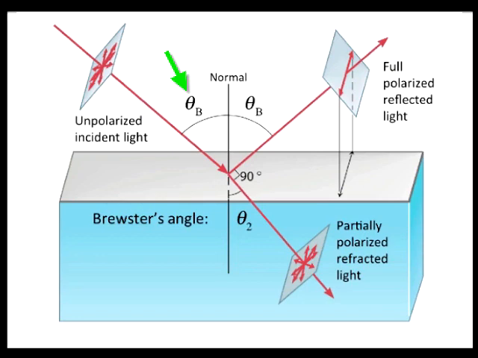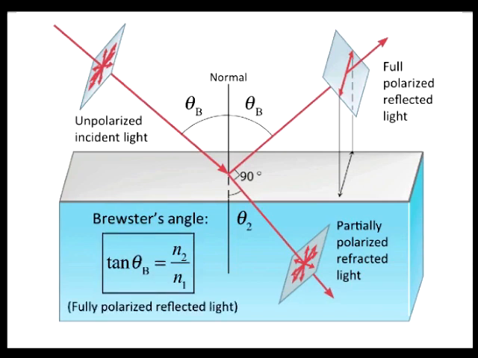The value of theta b is given by Brewster's law, which is given by tangent of theta b equals n2 divided by n1, where n1 and n2 are, respectively, the refractive indices of the materials in which the incident and refracted rays propagate. This relation is named after David Brewster, who discovered it in the 1800s. Note that the reflected and refracted rays are perpendicular to each other when light strikes the surface at the Brewster angle. This can be proven by applying Snell's law and assuming that the Brewster condition is satisfied.